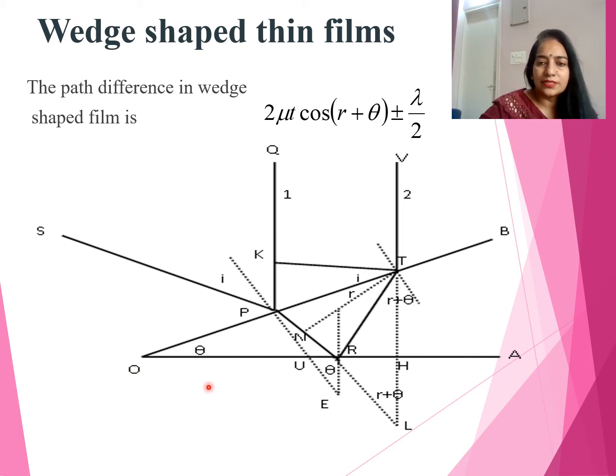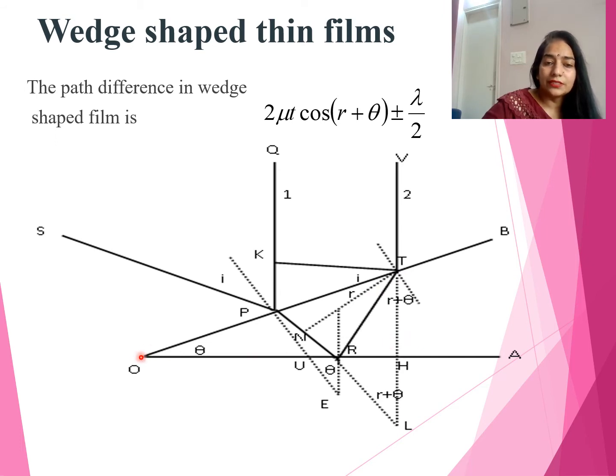Now try to understand this diagram. If this diagram is clearly understood by you, then there is no problem deriving the expression for path difference. So now try to understand this diagram. OA and OB are the planes in between which the wedge-shaped film is confined.